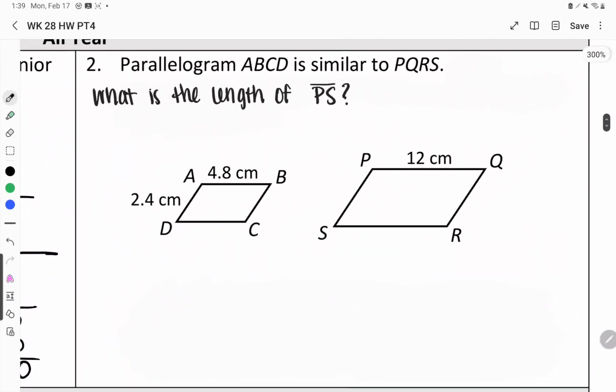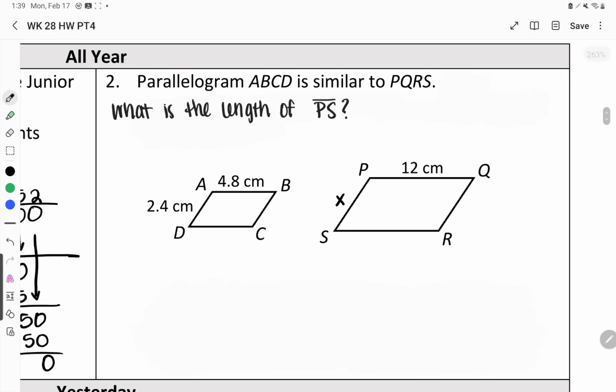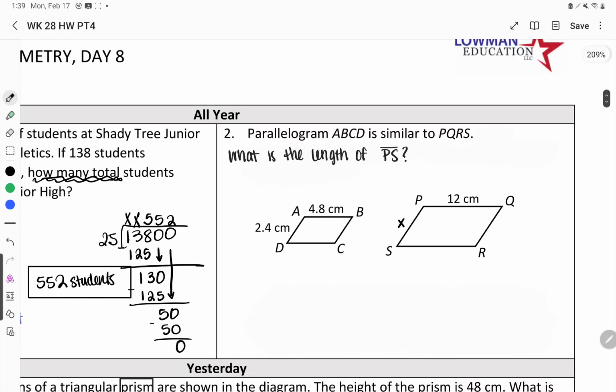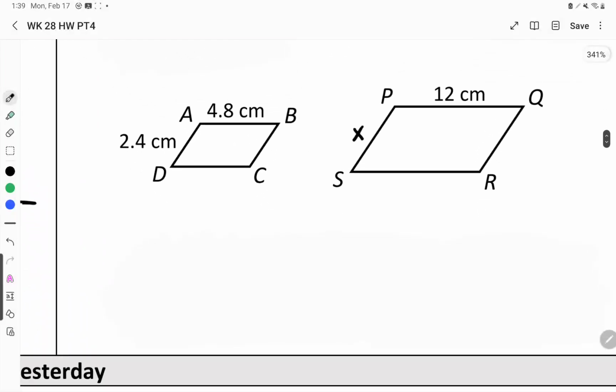All right, this one says, what is the length of PS? Since I don't know what PS is, I'm going to go ahead and mark it with an X. Then how do I solve for the missing side? What do I set up? I set up a proportion. So that means I'm going to put my corresponding sides with my corresponding sides. And I'm going to set it up like that.